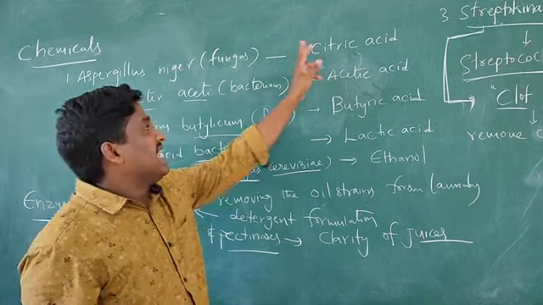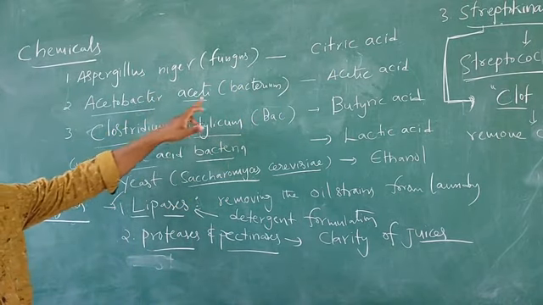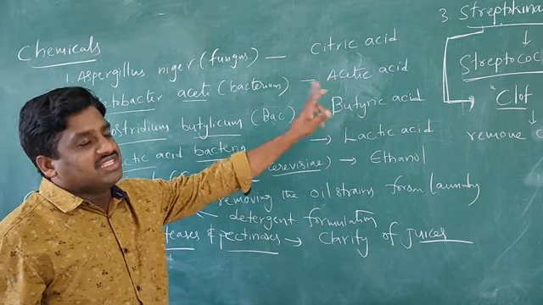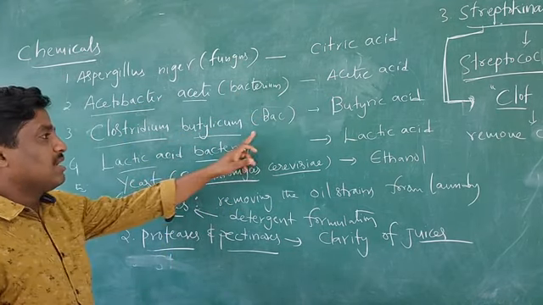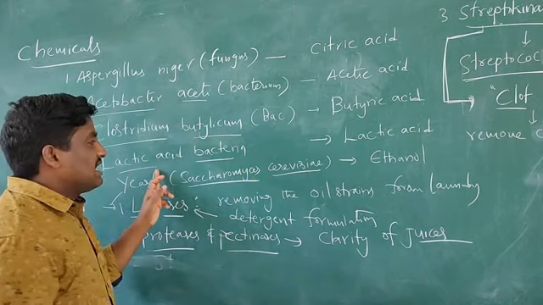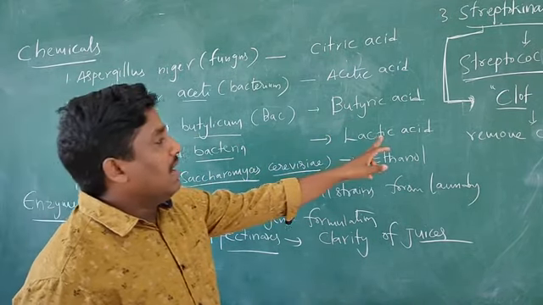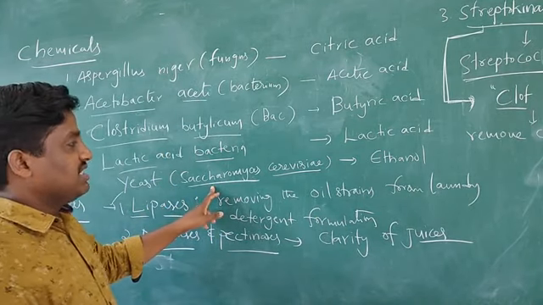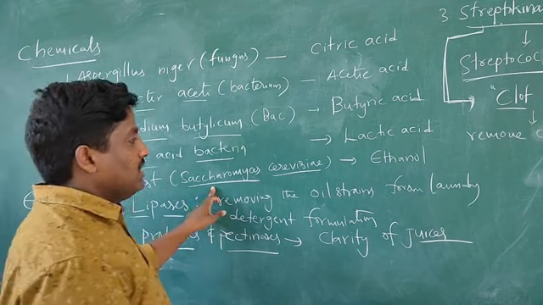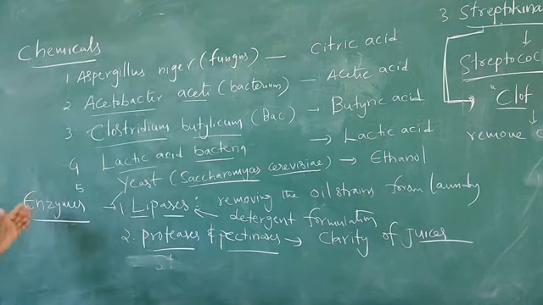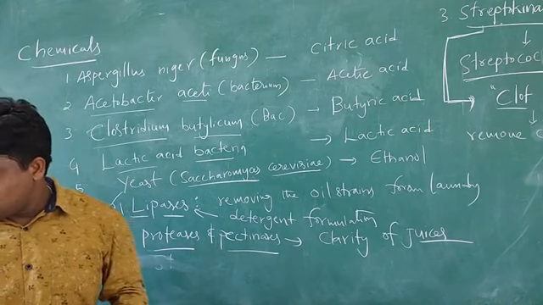It produces citric acid. And Acetobacter aceti is a bacterium that produces acetic acid. Clostridium butylicum is a bacterium that produces butyric acid. Then lactic acid bacteria produce lactic acid. And Saccharomyces cerevisiae is a fungal organism that produces ethanol. Okay, next, chemicals and enzymes. Next, one more.